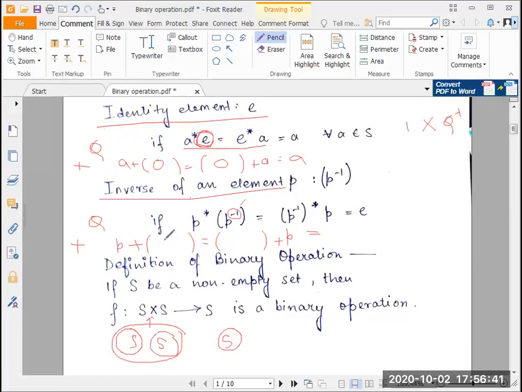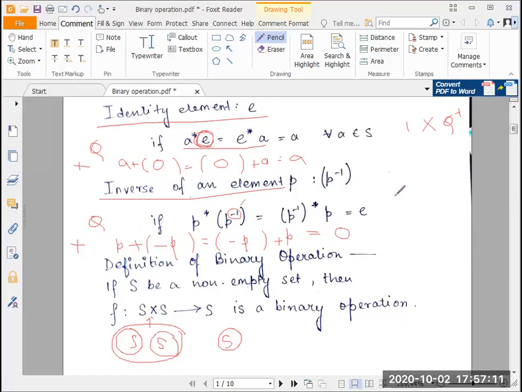So what happens is if I place minus P in the bracket, it gives me the identity element 0. So when I add minus P with P, or when I add minus P with P in the reverse direction, I end up with 0, which is the identity element of addition on the set of integers. So this minus P is the inverse of P.